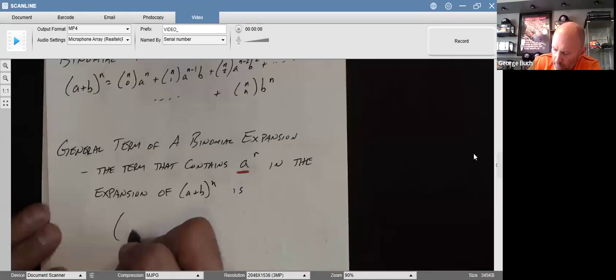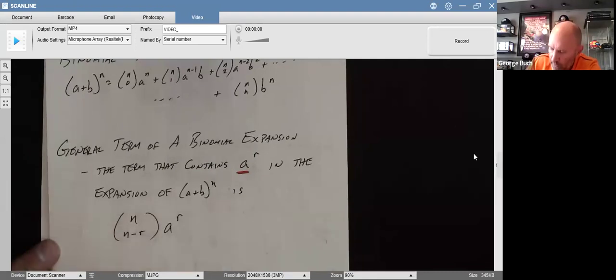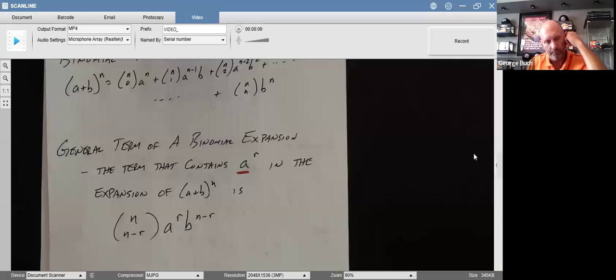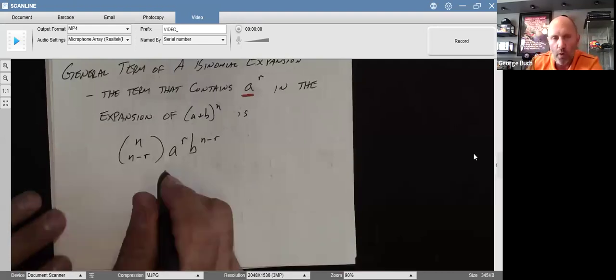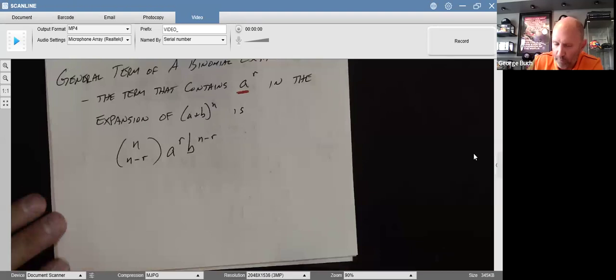n choose n minus r, a to the r, b to the n minus r. Have this on your cheat sheet. It's going to show up on tests. So let's look at an example.